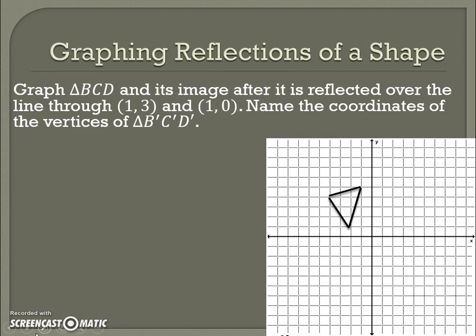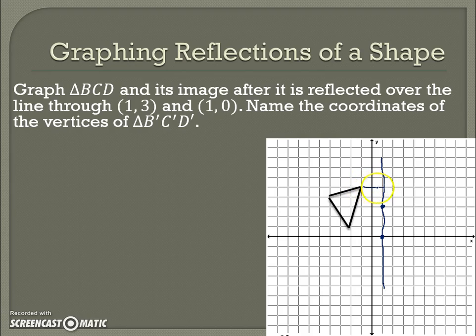All right, graphing reflections of a shape. It says graph triangle BCD and its image after it is reflected over the line through 1, 3, and 1, 0. All right, so here is my line that I'm reflecting over. And remember, every single point on here is going to go to this line of reflection, and it's going to be perpendicular. So I need a line that's going here.